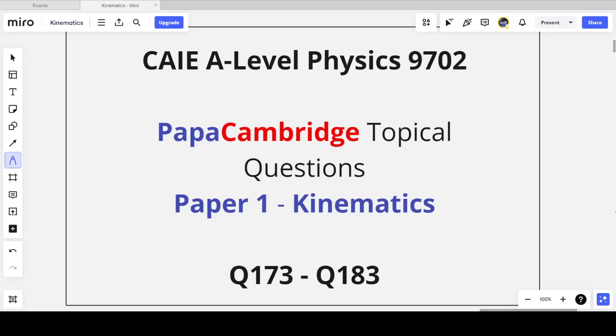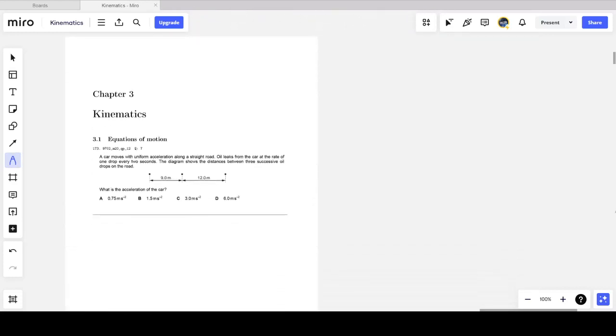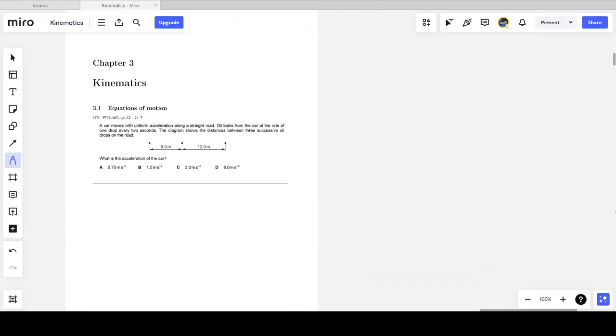So I'm doing the kinematics questions, which are from 173 onward, and we're going to do questions 173 to 183 in today's video. Now, in kinematics, remember, we said recently in our crash course that kinematics is the study of motion when we don't really care what's causing the motion. We just care about the motion on its own.